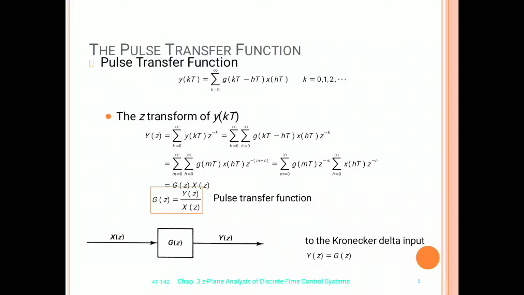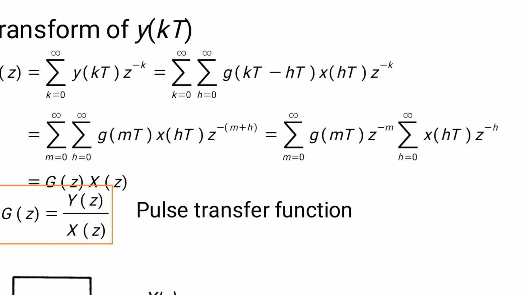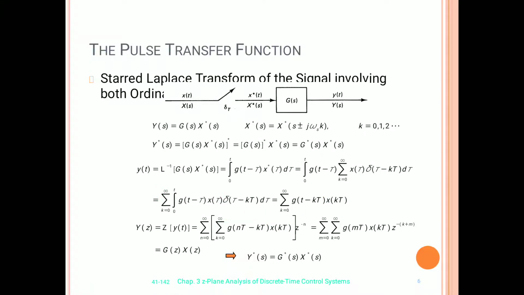So the Z transform that we are finding, finally the equation we get is G of z equal to Y of z upon X of z. This is nothing but the pulse transfer function that we are going to study today. The pulse transfer function is the ratio of the Z transform of the output to the Z transform of the input. Y is the output, which is shown here, and x is the input, which is shown here. This is all we are going to deal with today, the pulse transfer function.